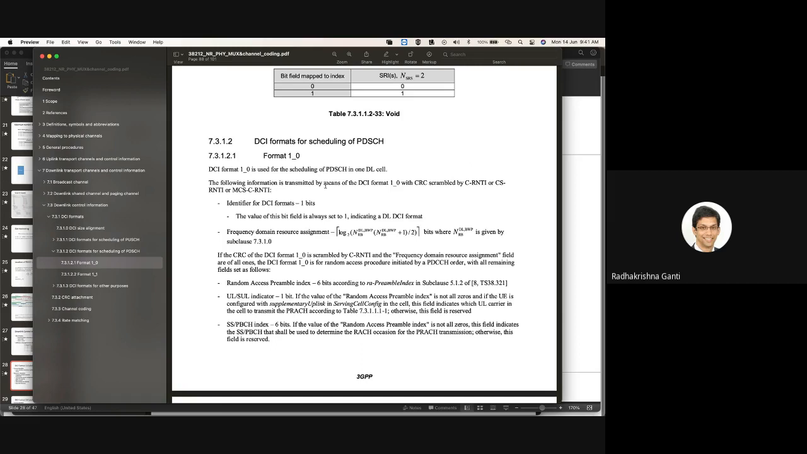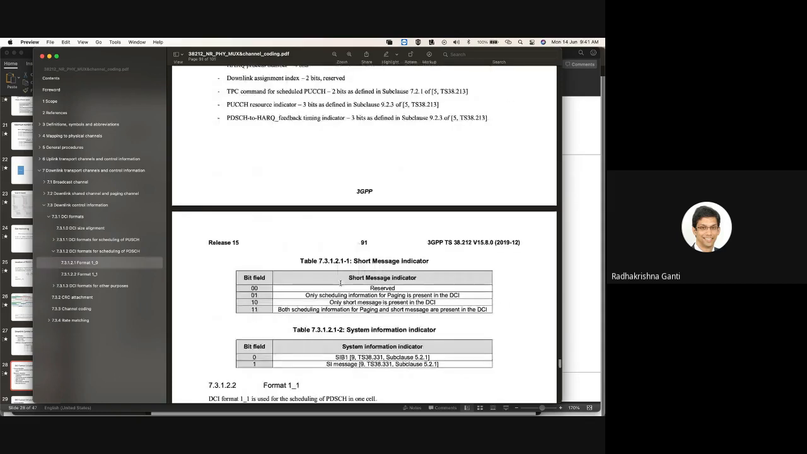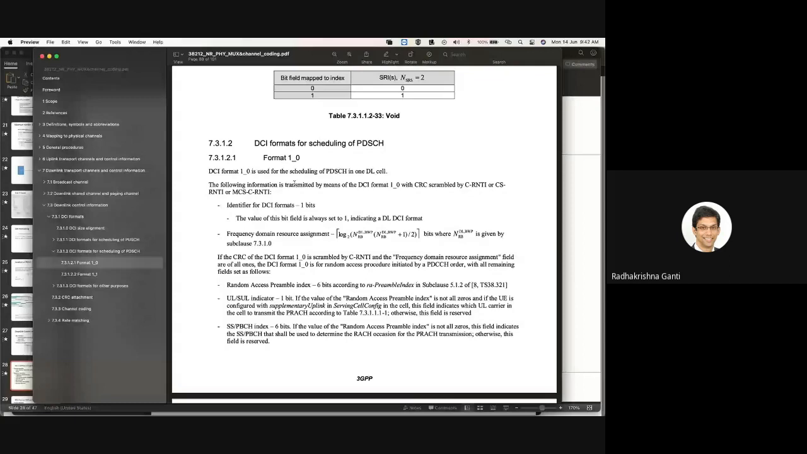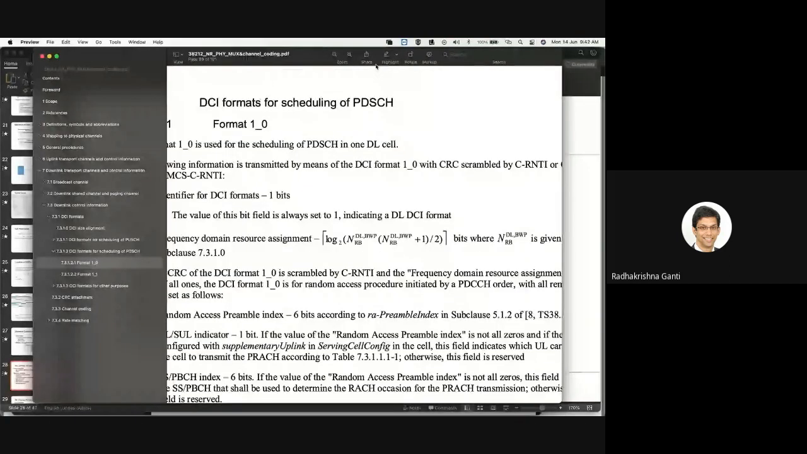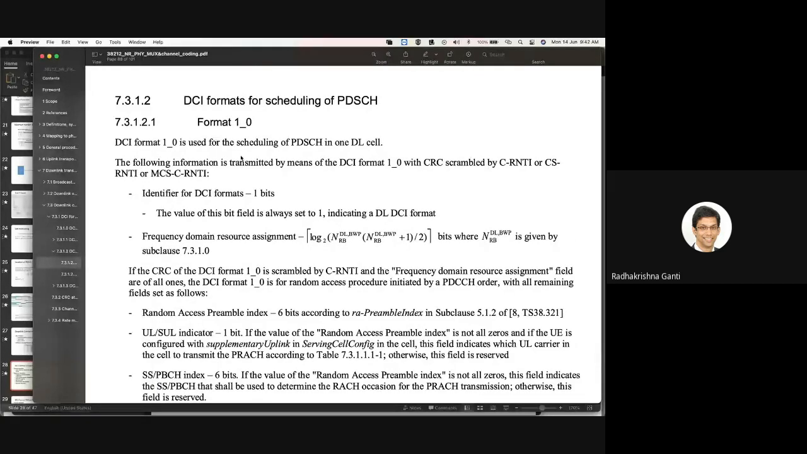Is this clear? Let's try this out. I'll zoom in a bit so that all of you can read. The following information is transmitted by means of DCI format 1.0. So essentially, how you use DCI format 1.0 depends on whom it is intended for. DCI format 1.0 has different formats when you transmit it for a random access response versus when you transmit it for a UE-specific thing.